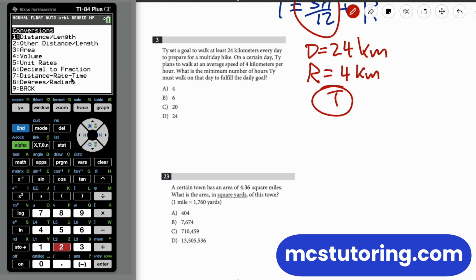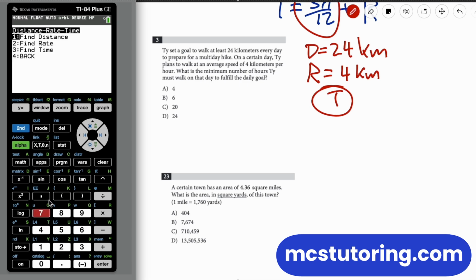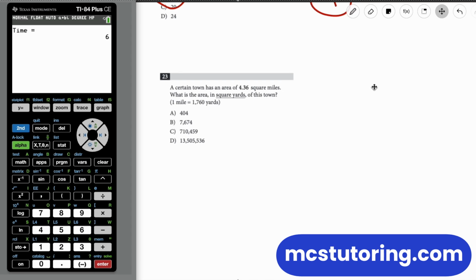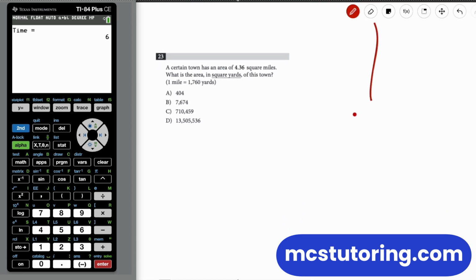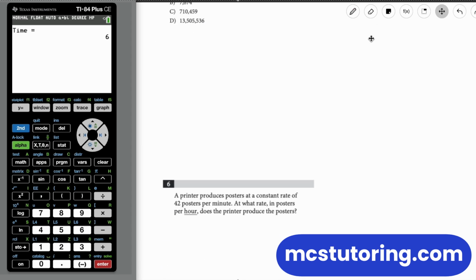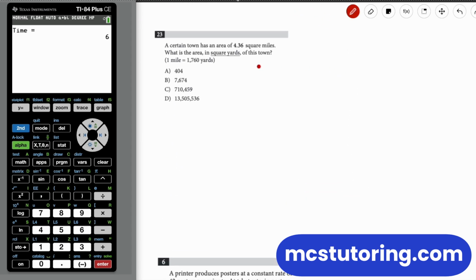So we're going to do DRT, distance, rate, time, option 7. And then we want to find the time. So what are we given? We're given the distance, 24. Rate is 4. There we go. Time is 6. Oh, yes. Finally, the ultimate... Oh, no, it's not the ultimate question. We've got 2 questions left. This is the penultimate question.